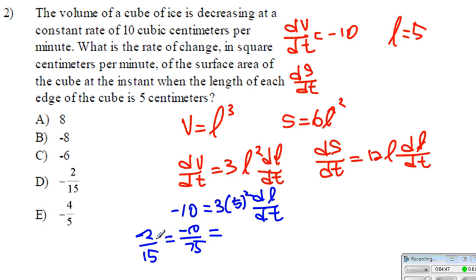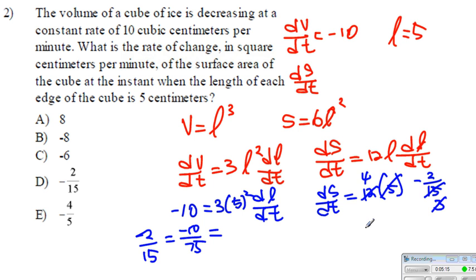Now, in order for us to find the rate of the change in square centimeters, surface area, that means dS/dt must be equal to 12 times L, which is equal to 5, and dL/dt is negative 2 over 15. And here we end up getting 5, and we end up getting 3. And 3 cancels out here, becomes 4. So our final answer becomes negative 8.